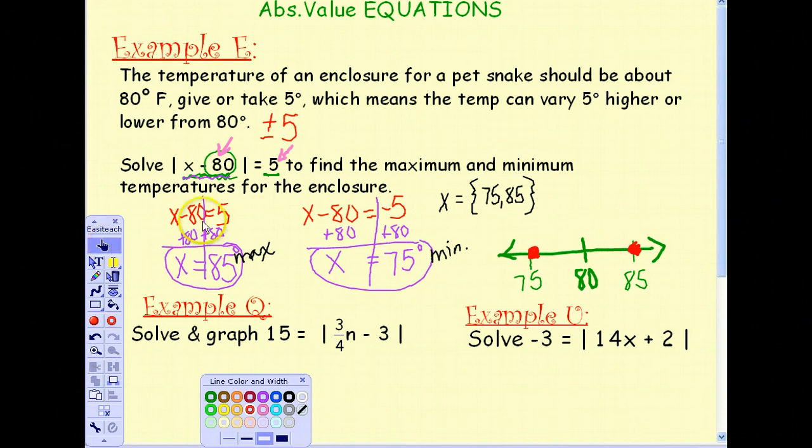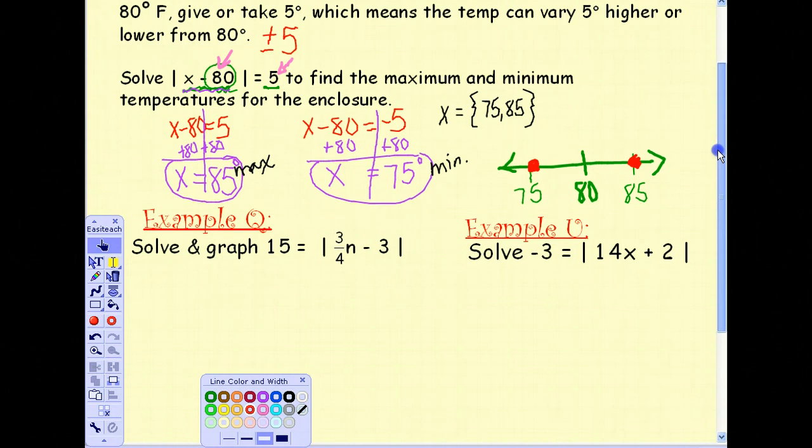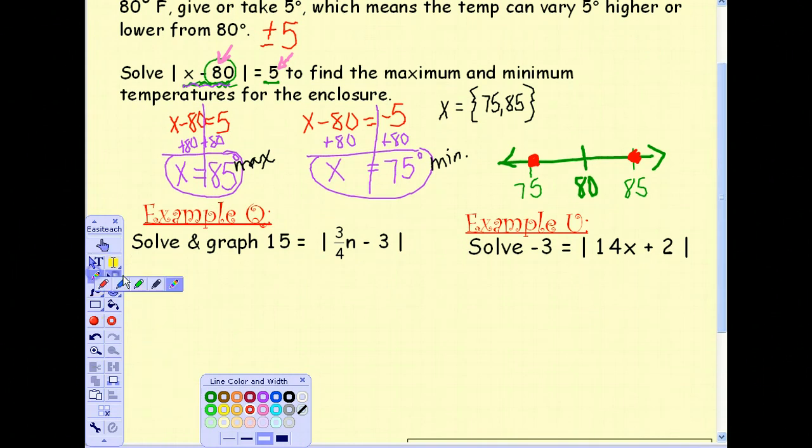Next, we're going to look at example Q and example U. So we'll just scroll a little bit here. In example Q, I wrote it just a little bit differently. I wrote it with the 15 on the left and the absolute value over on the right. Notice this is an absolute value symbol. It's not a mixed number. It's not 1 and 3/4. It's absolute value of 3/4 n minus 3.